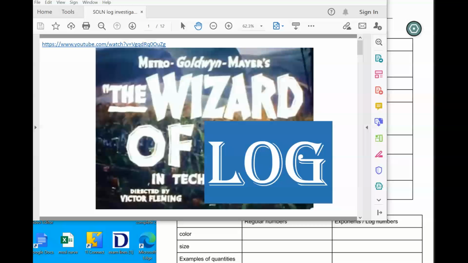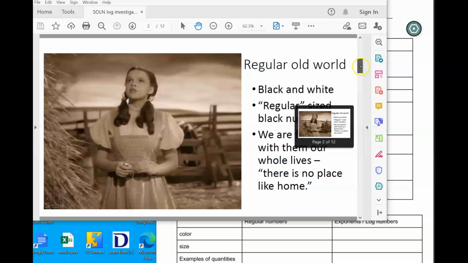I think Matrix is a classic science fiction movie, and it has a good analogy to logarithms also, just like Wizard of Log does, okay? All right, well, let's go to the second page. Okay, so let's take a look at the Wizard of Log.